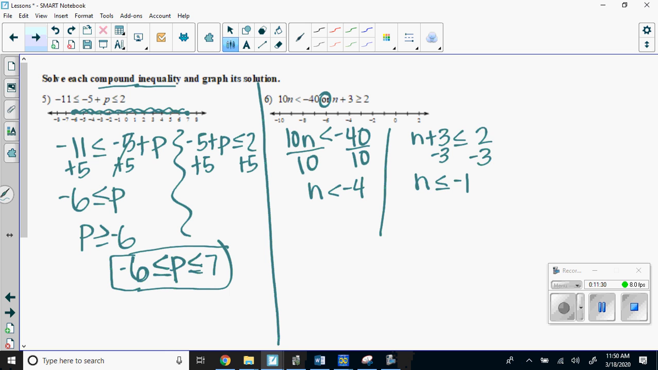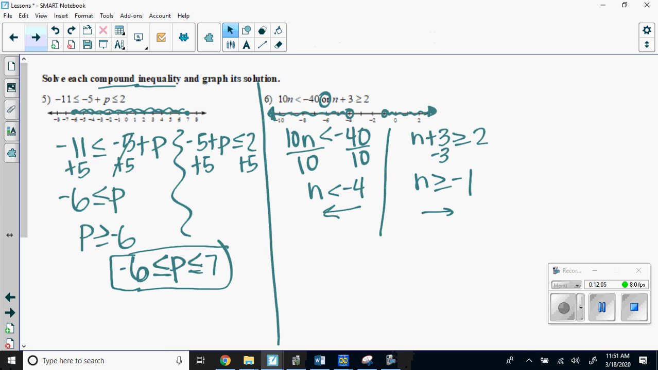Oh man, guys, I'm just messing up all over the place, sorry. Greater than or equal to 2, greater than or equal to negative 1. I'm not going to put these two together because this one's saying shade this way, this one's saying shade this way. So they're shading away from each other, which means we'll have 2 separate answers on one problem. We're going to say less than negative 4 or greater than negative 1. Okay, sorry about my mistakes on that one. Hopefully they didn't mess you up. You should be good to work on this homework assignment now.